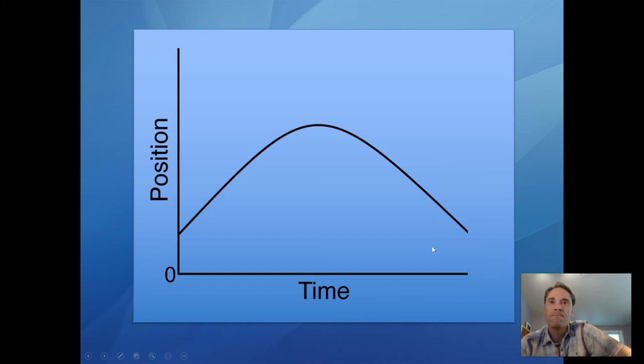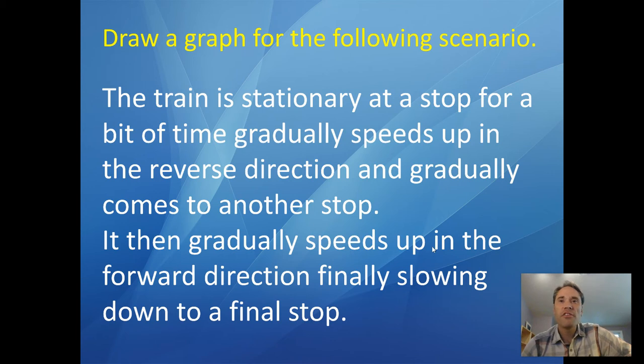All right, here's the next one. Best of luck to you. We're going to redraw this graph on a new graph and see if you can take this and put it onto that graph. In this one, the train is stationary at a stop for a bit of time, and it gradually speeds up in the reverse direction. And then it gradually comes to another stop. And then it gradually speeds up in the forward direction, and finally slowing down to another stop. All right, pause it, draw it, and then come back.